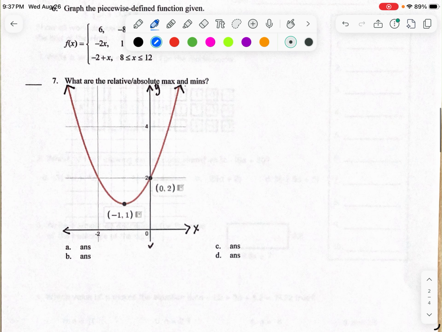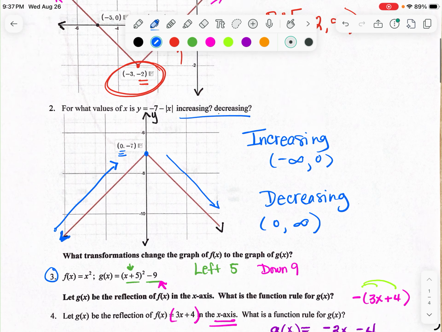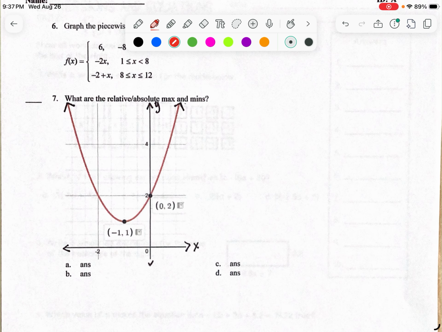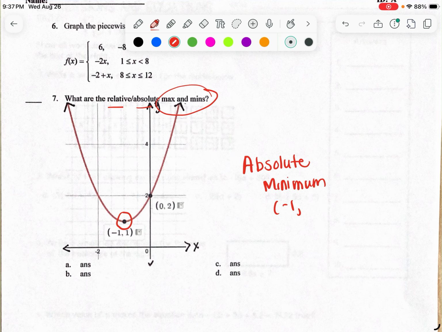And then number 7 really should have been back up here with numbers 1 and 2, but technology. It's just asking what are the relative or absolute maxima or minimum. So in this particular graph, this one has an absolute minimum at the point -1 and 1. And that's all of that one.